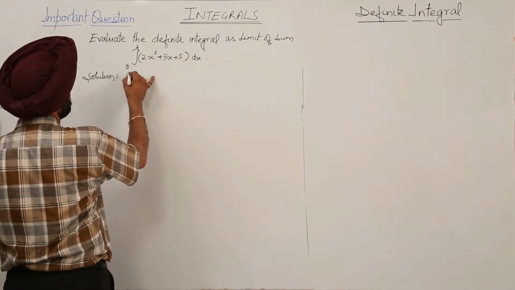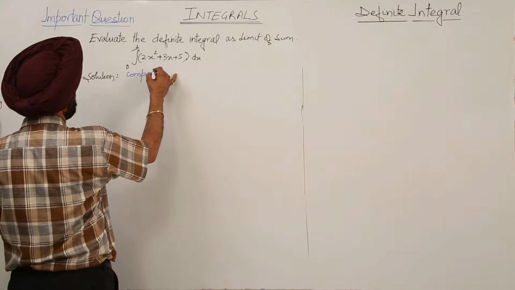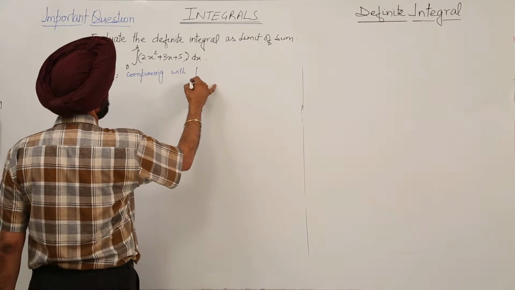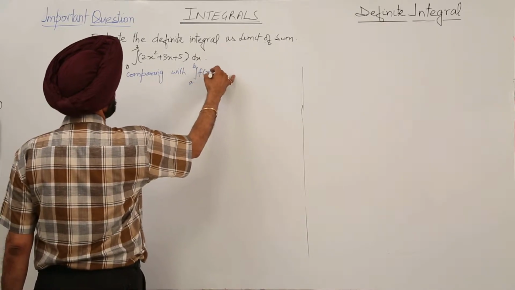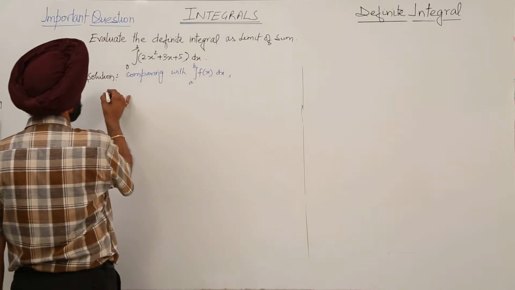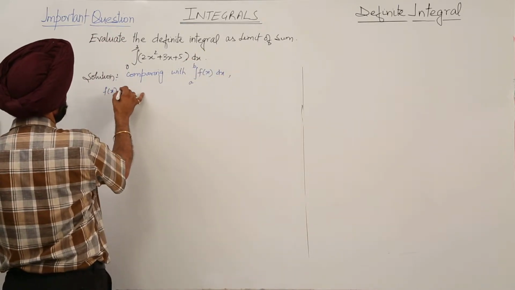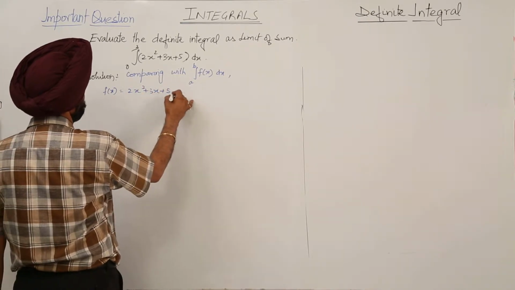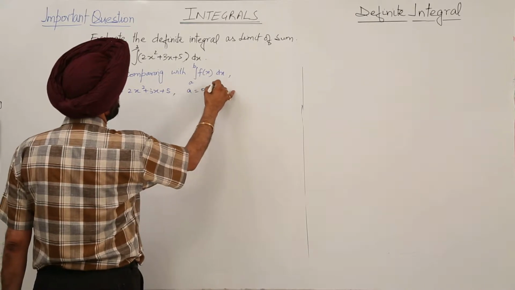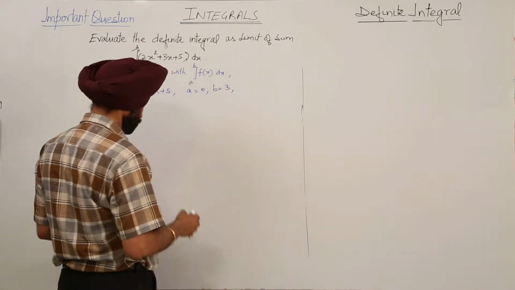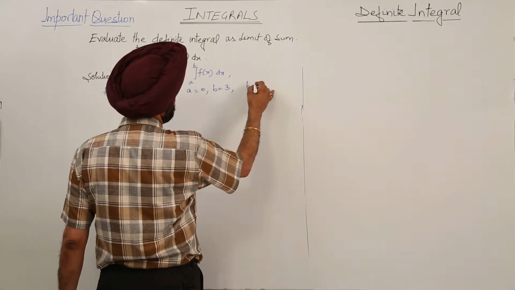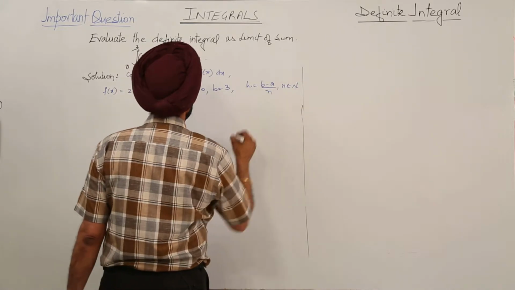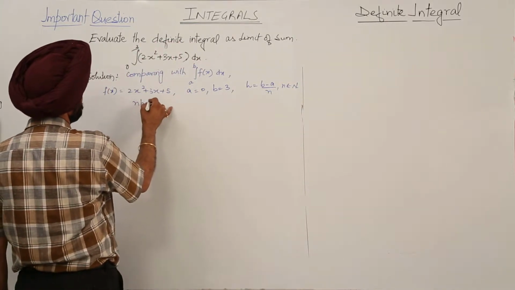Comparing the question with integral a to b f(x) dx, what are we getting now? f(x) is equal to 2x² + 3x + 5, a is equal to 0 and b is equal to 3. h is equal to (b minus a) upon n. So nh is equal to 3.